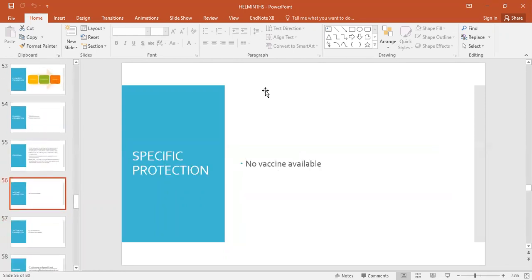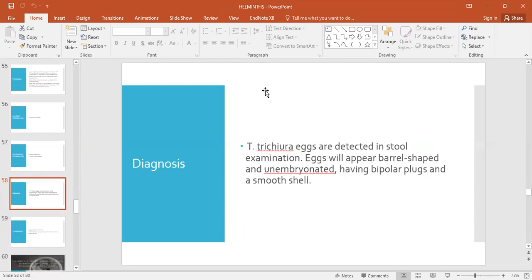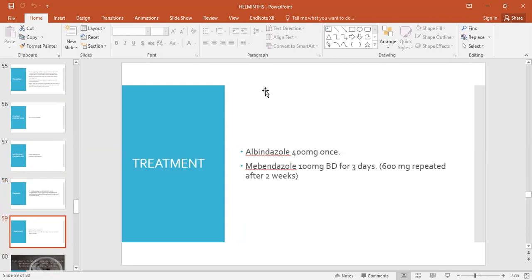Specific protection: no vaccine is available now. Secondary prevention, which includes the diagnosis: Trichuris trichiura eggs are detected in stool examinations. Eggs appear barrel-shaped and unembryonated, having bipolar plugs and a smooth shell. Treatment includes albendazole 400 mg once and mebendazole 100 mg BD for 3 days.